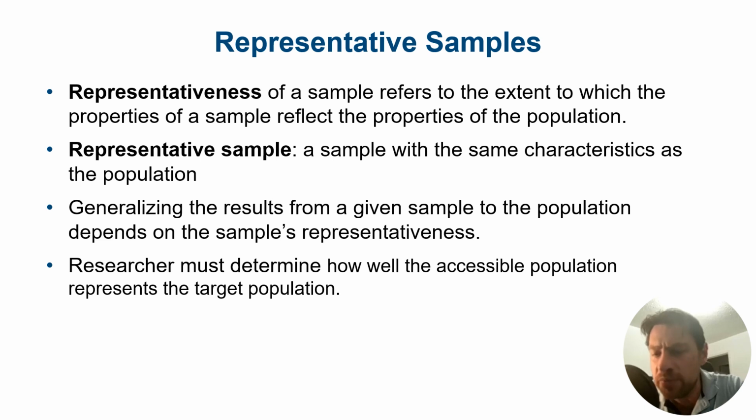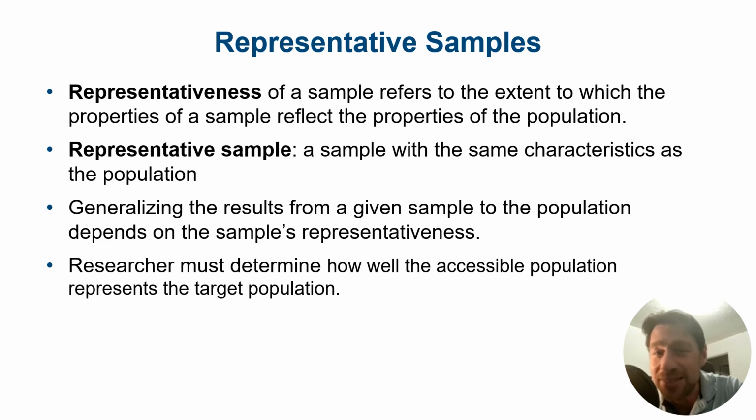So another term we've been using is representative. And so the representativeness of a sample refers to the degree to which a sample represents the properties of a population. And if you hope to generalize your results to the population, then you have to ensure that you're able to obtain a representative sample, which is, again, a sample with the same characteristics and properties as the population.